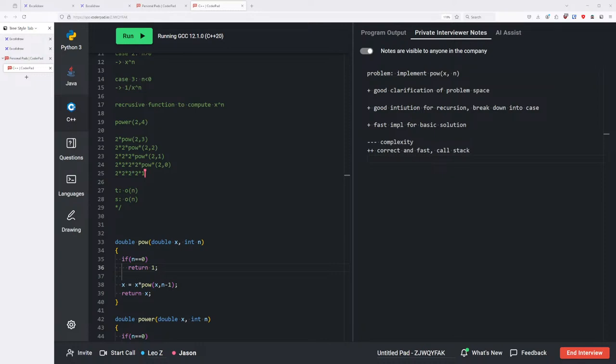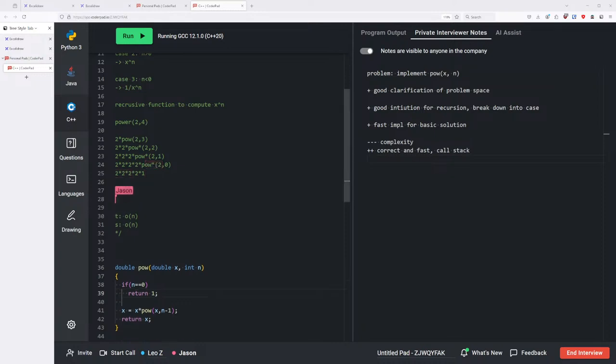I think in the context of doing powers, let's take the example of 2 to the power 4. Why don't we, let's do 5 to make it bigger.